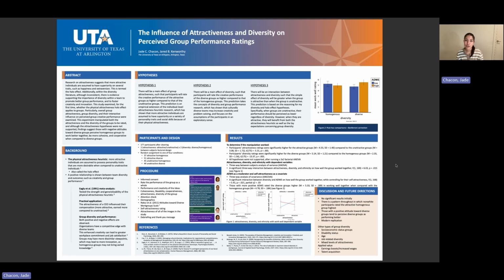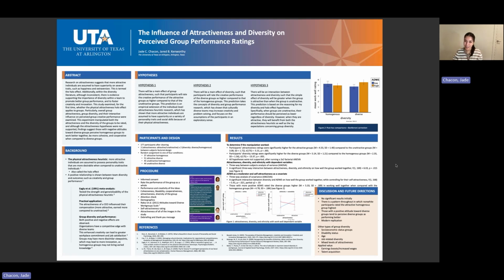To determine if the manipulation worked, which it did, which is great, I ran a couple of t-tests and found that the attractive groups differed significantly from the unattractive groups, and the diverse groups differed significantly from the homogeneous groups. So, long story short, none of my hypotheses were supported. I thought participants would rate the creative performance of the attractive groups as higher, the diverse groups as higher, and that there would be an interaction between the two.